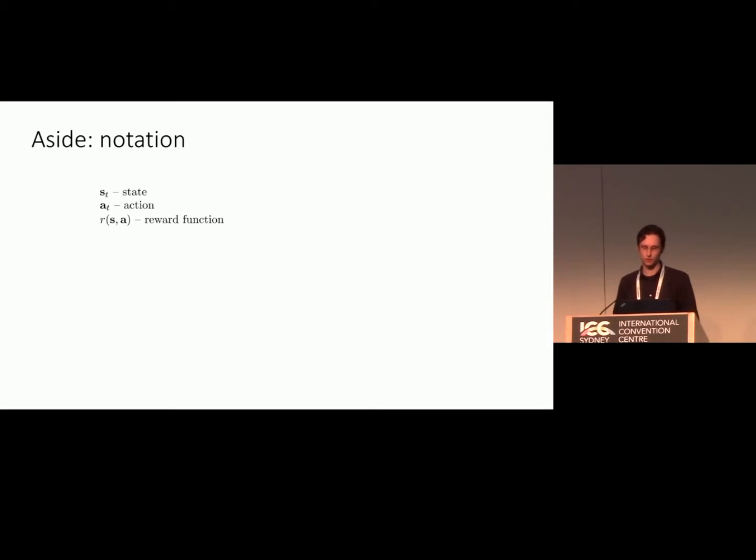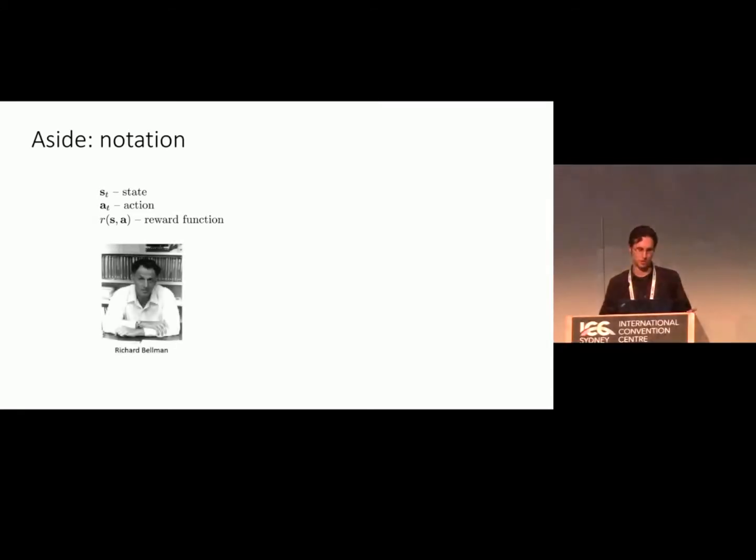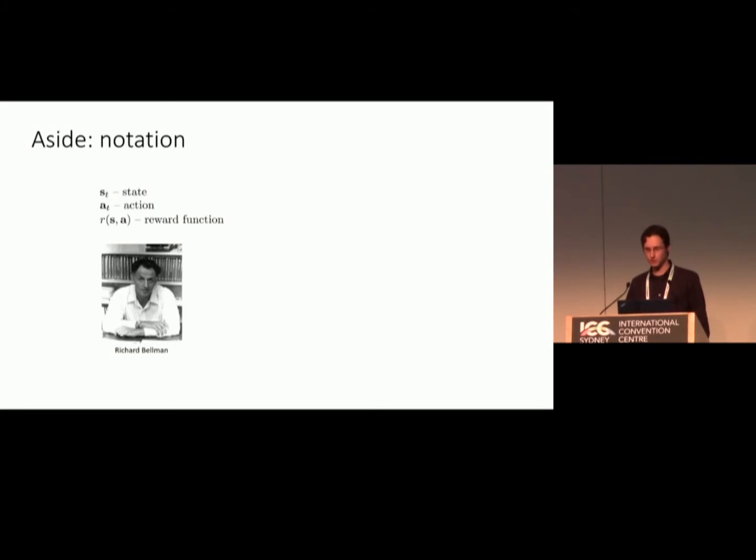A quick aside before I introduce some reinforcement learning algorithms about notation. In this tutorial, we're going to use S to denote state, A to denote action, and R of S comma A to denote reward function. This notation was popularized actually by Richard Bellman for dynamic programming, and it's widely in use today in reinforcement learning. If you read some papers, especially in robotics, on this topic, you might encounter a different notation where X is used to denote state, U is used to denote action, and instead of rewards, we have costs.